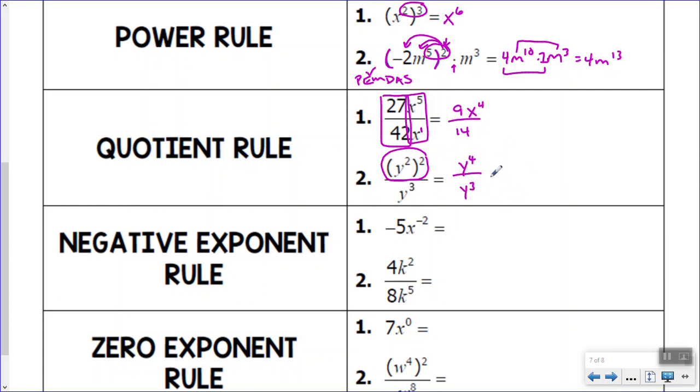Now I can use my quotient rule, which tells me that when I divide y to the 4th by y cubed, 3 of those powers in the numerator will cancel out, and we're just left with y, or y to the 1st power.